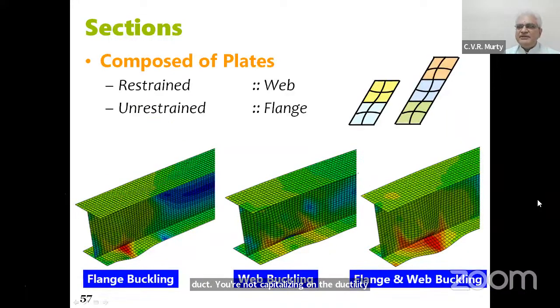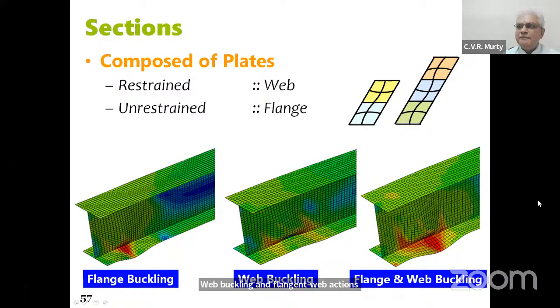For example, we make I-sections, and you look at a web, it is held by both the flanges at the two ends. It's relatively restrained. But when you come to the flange, it is held at the middle, but not at the tips. And so there is extra freedom for that tip to run away in whichever direction. And that's what we see as flange buckling, web buckling, and flange and web buckling combined actions coming together.